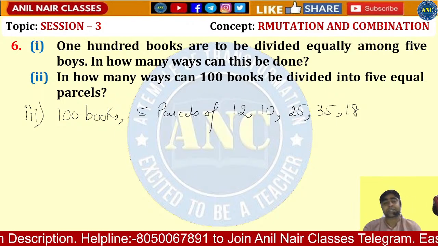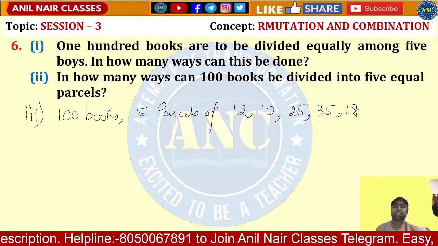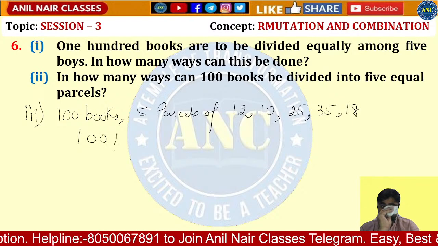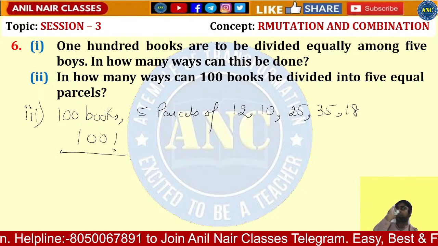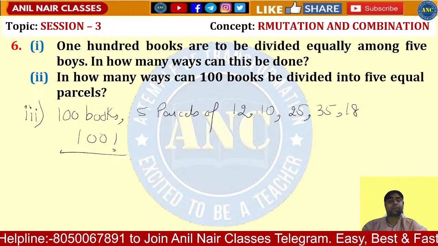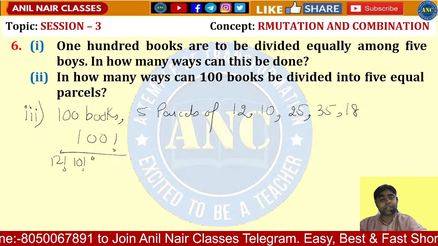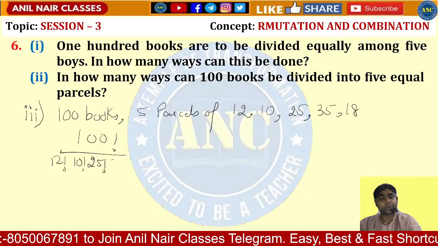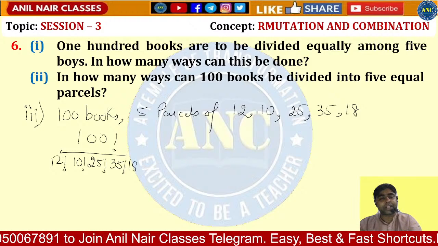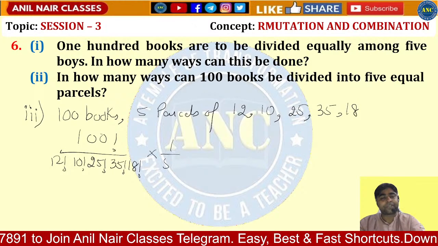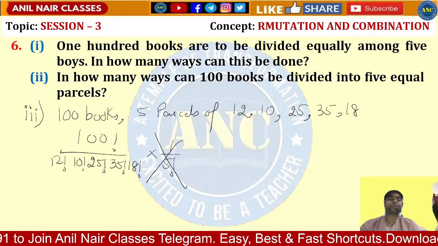So if this question comes, okay, then what would be my answer? It would be 100 factorial upon 12 factorial into 10 factorial into 25 factorial into 35 factorial into 18 factorial. Okay. Into 1 upon 5 factorial? No. Why?